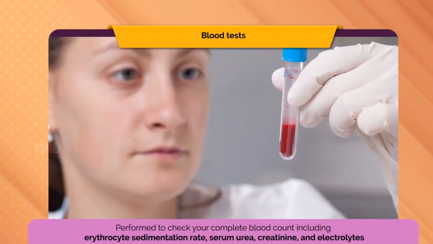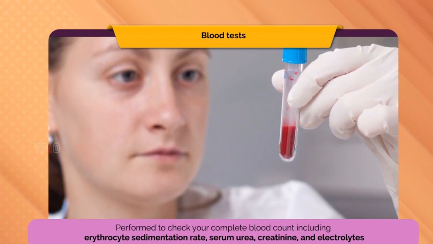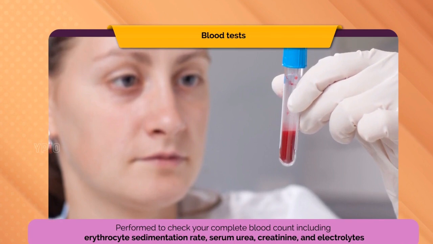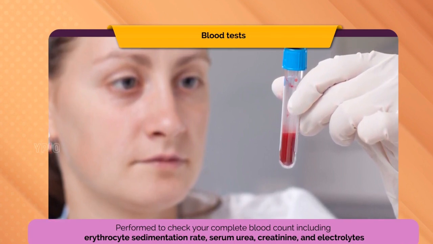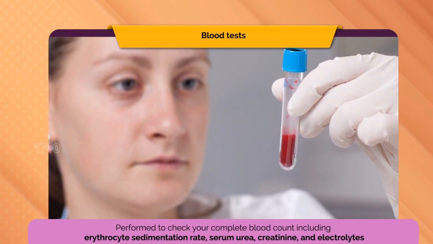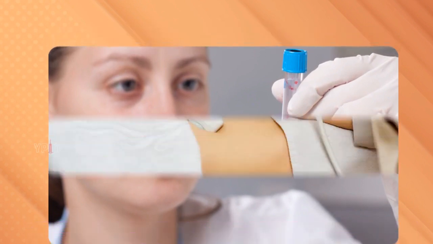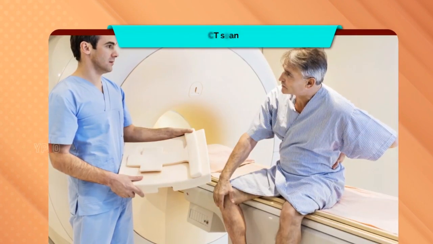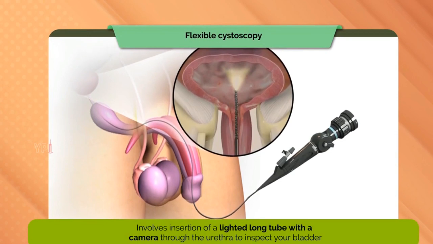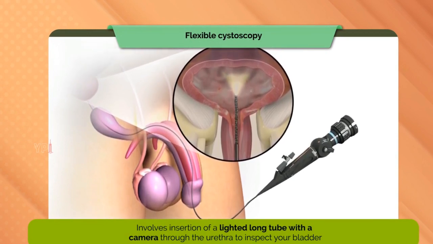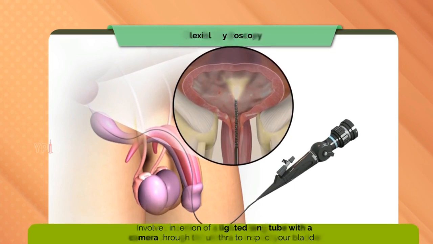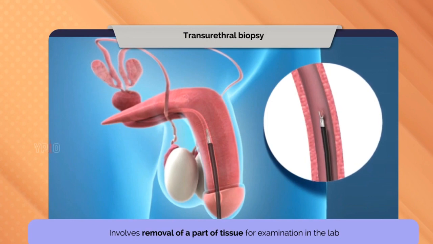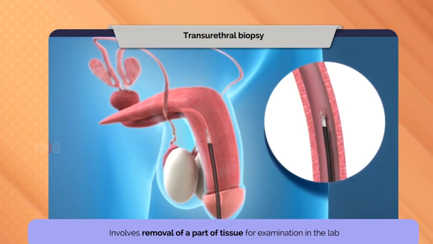Blood tests. These are performed to check your complete blood count, including erythrocyte sedimentation rate, serum urea, creatinine, and electrolytes, along with albumin, calcium, and liver function tests if you are unwell or in renal failure. Pelvic ultrasound, CT scan, flexible cystoscopy. This involves insertion of a lighted long tube with a camera through the urethra to inspect your bladder. Transurethral biopsy. This involves removal of a part of tissue for examination in the lab.